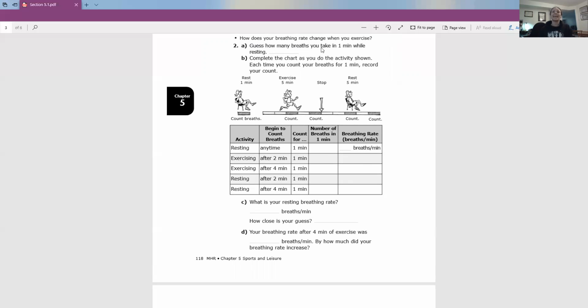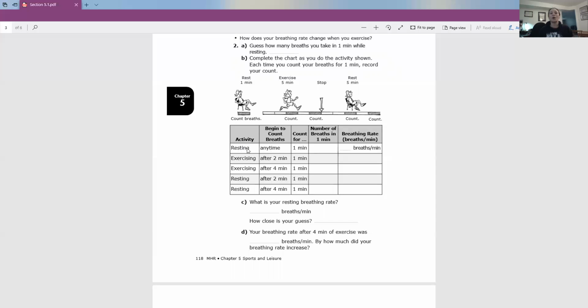So I want you to guess how many breaths you take in 1 minute. Okay, ready? Okay, that's one breath. And I exaggerated so you could see it. So maybe take a guess at how many times you would take a breath in a minute. What you're going to do at the bottom, and actually count it out, you are going to complete the table here. So you're going to have to do some exercises. Complete the chart as you do an activity shown below. Each time you count your breaths for 1 minute, record your count.